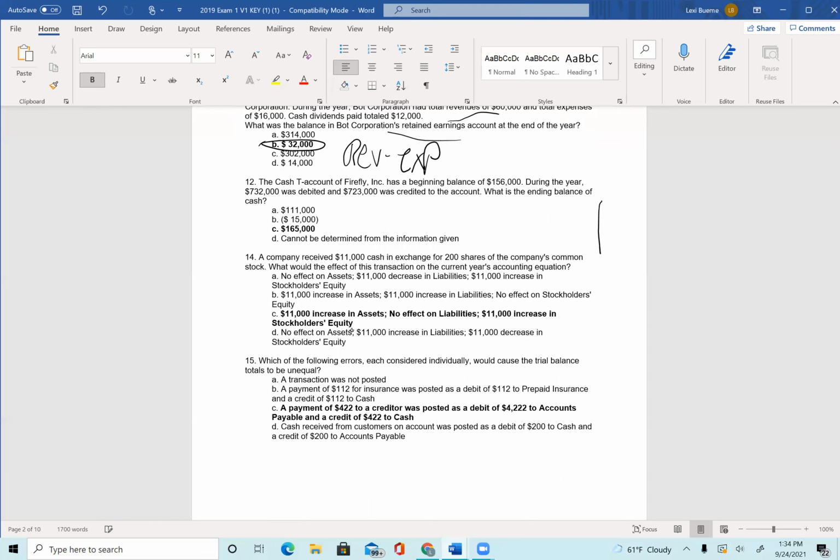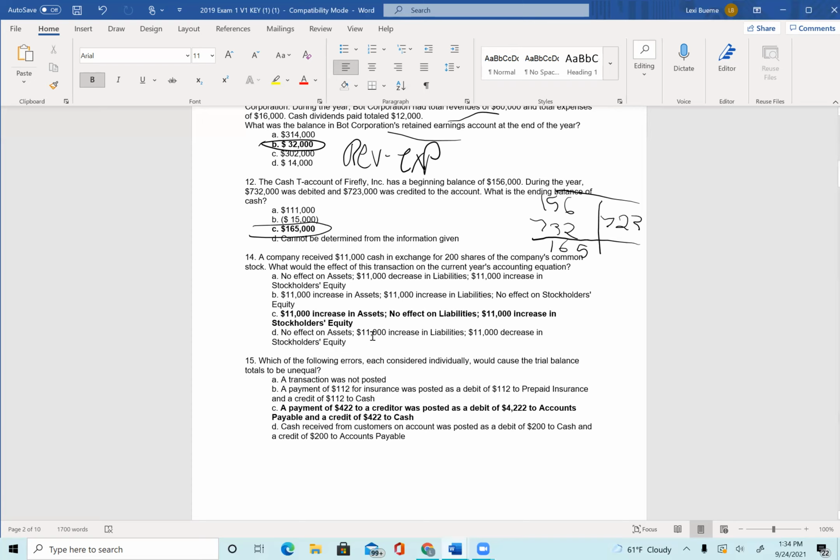So if we do a T account, we start with 156. And then since 732 was debited, put that over here. 723 was credited, put that over here. Basically add these up, subtract there, and then the total would be 165. Because it's a positive number, it's going to be on the left side. So that's going to be that amount right there.